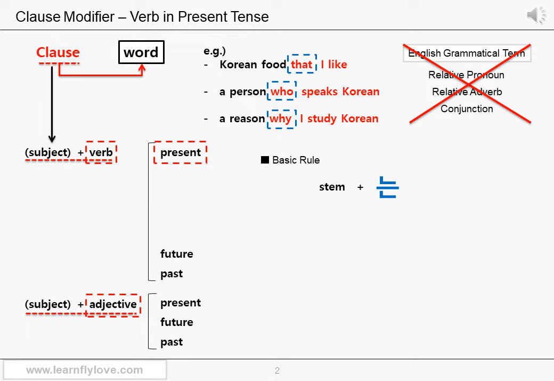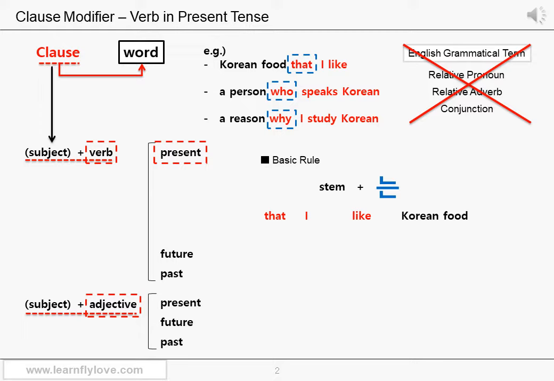Okay, let's try this rule with the sentence Korean food that I like. We are going to use that I like part as a modifier, which modifies Korean food part in a Korean sentence. So you need to position that I like part before Korean food part. That I like Korean food. That I like part is a clause. It has its own subject and a verb.